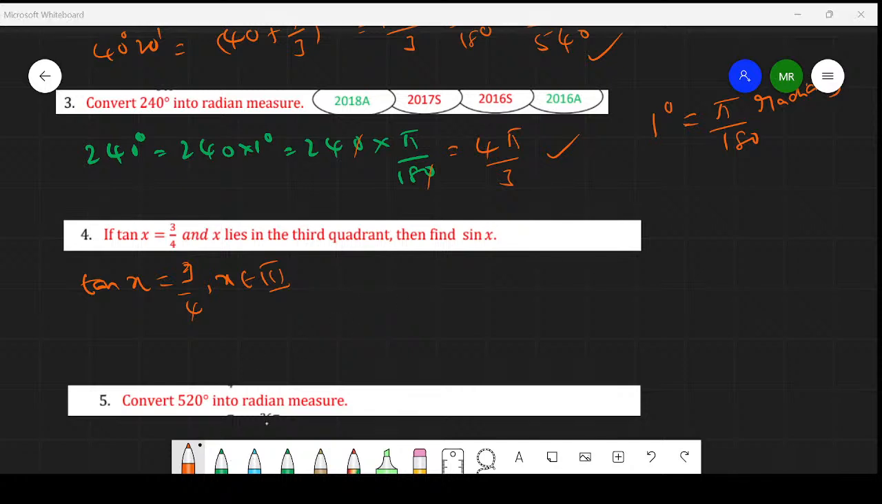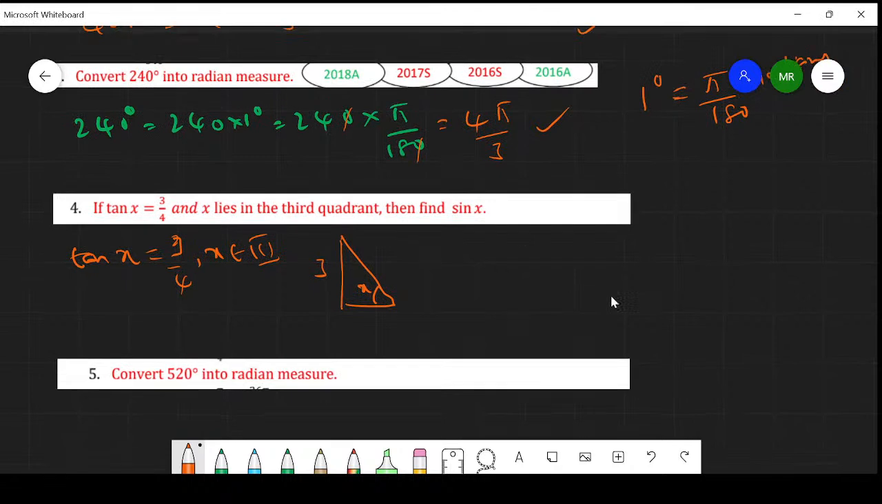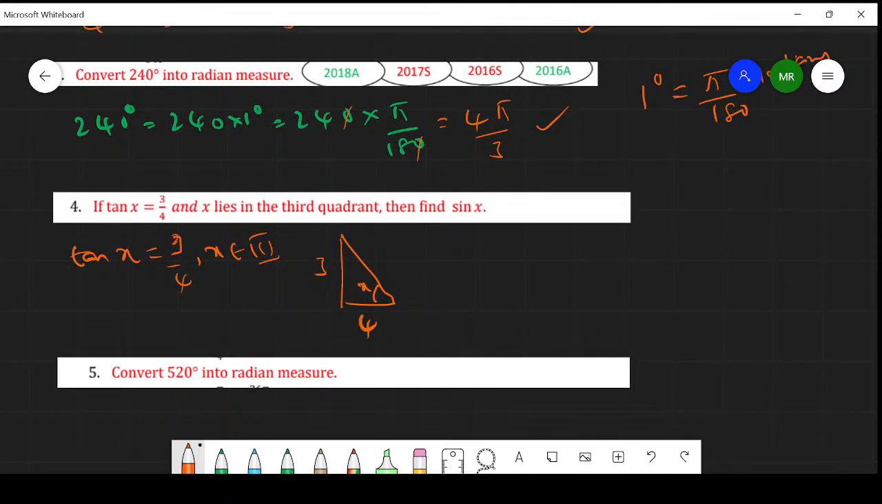So a simple way I will do here is the triangle method. Take a right angle triangle. Let this angle be x. This is the opposite side, this is the adjacent side. Correct. Taking these as 3 and 4, you can find the other side, right? Take this triangle as ABC.